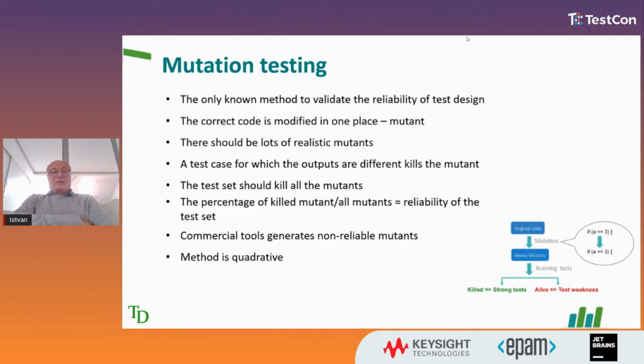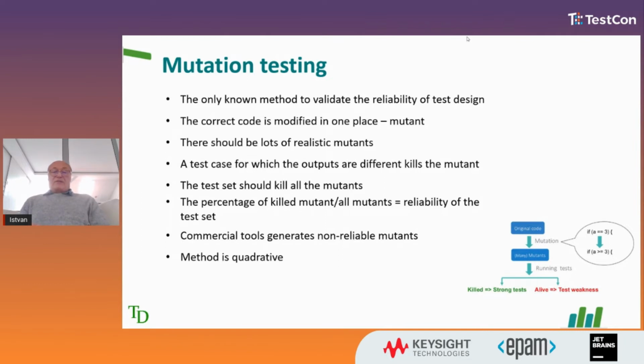To make the method reliable, there should be lots of realistic mutants. And if the test case kills the mutants, this means that the test case will differentiate the original, the correct code, and the mutant. We want the test set to kill all the mutants, but it's not an easy task. And if so, then the test set is called reliable.